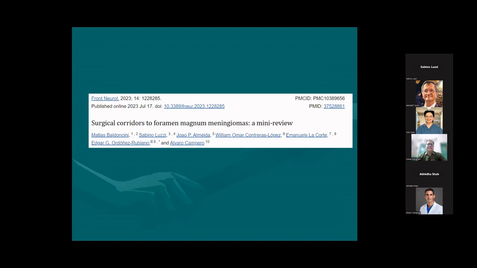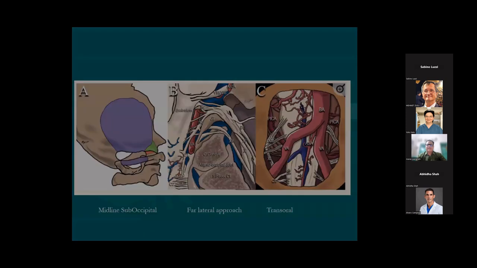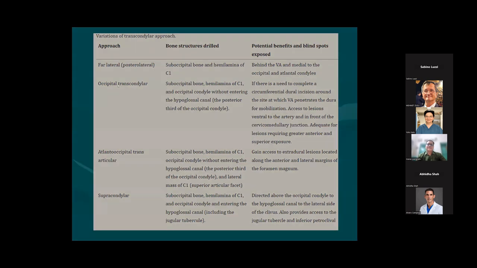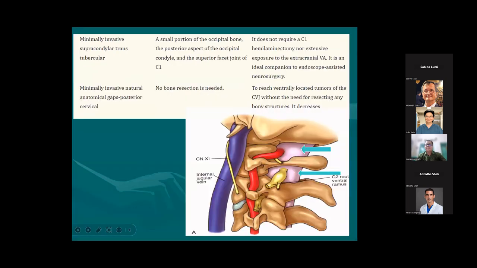Now, a review came out in 2023 of the different surgical corridors for foramen magnum tumors. And in this, there are basically three different approaches: midline suboccipital, lateral approaches, and the ventral or transoral approach. Now, there are many variations of the posterolateral approach, like transcondylar, supracondylar, transjugular process, transtubercular, paracondylar, and some people have done it preserving the bone, without doing a laminectomy or suboccipital craniectomy. They work in between the laminae to preserve the bone and take out the tumor.